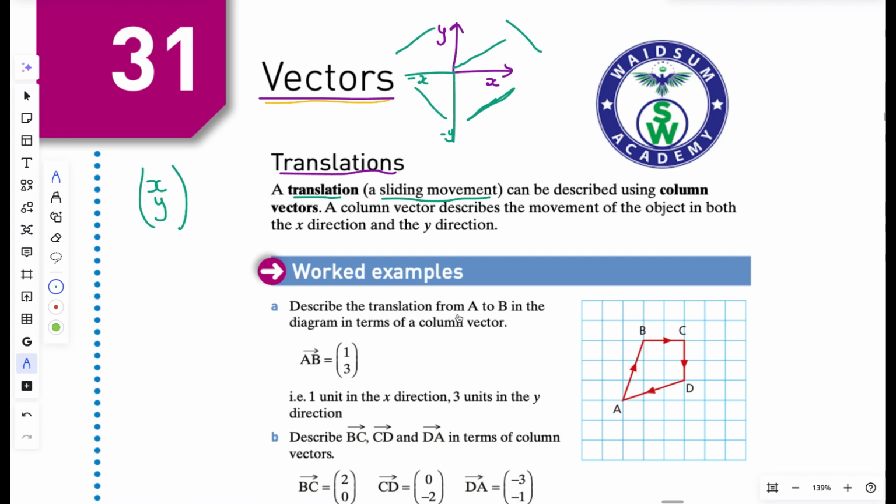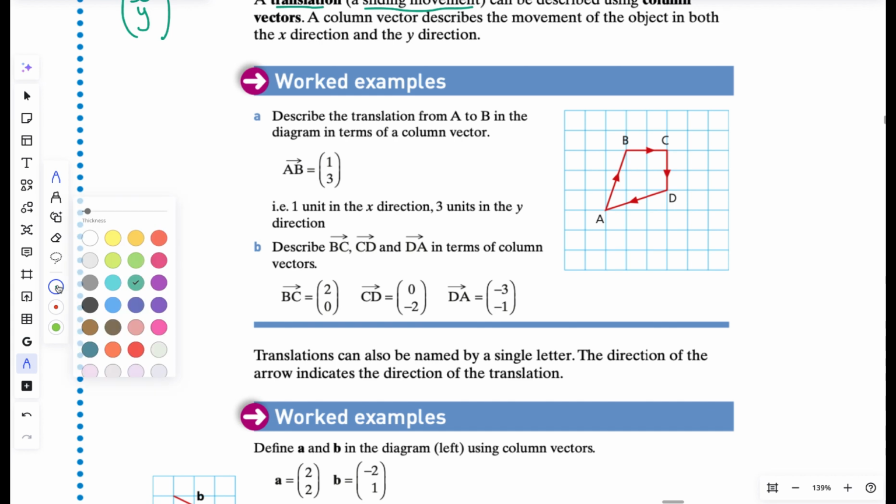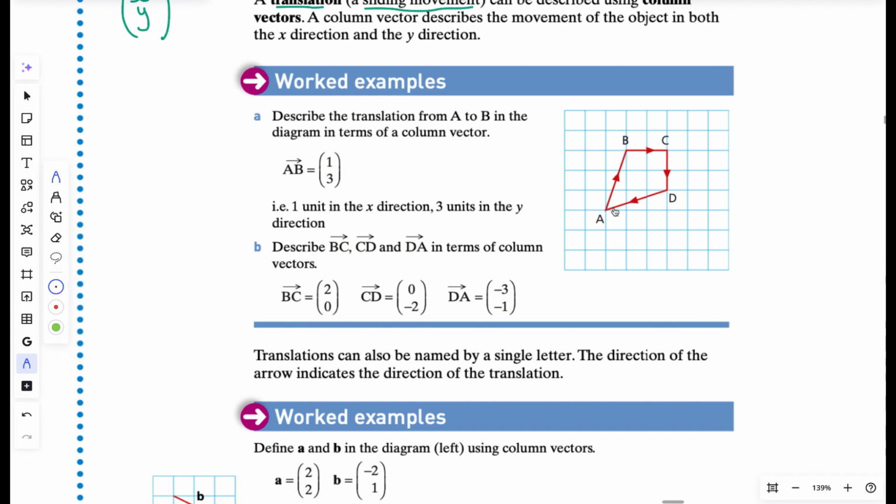It says describe the translation from A to B in the diagram in terms of a column vector, the movement from A to B. Now let's assume every single box represents one digit. So if I move from here to here, I call it 1. If I move 2 boxes, 2. If I move 3 boxes, it's 3. Now, if the movement is vertically upward, we call it upward movement.